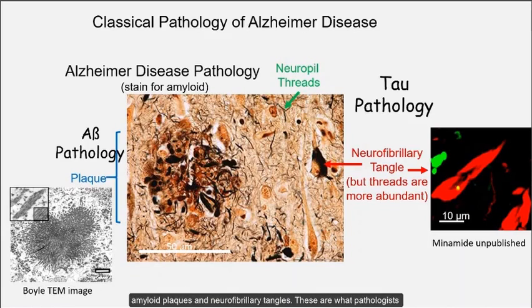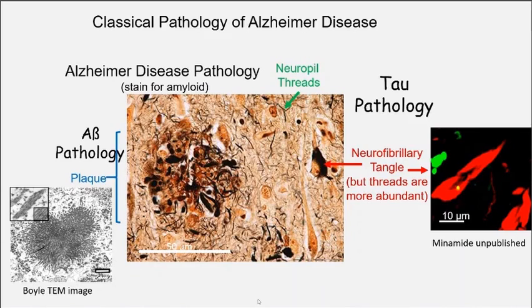So classical Alzheimer's disease pathology is the formation of amyloid plaques and neurofibrillary tangles. And these are what pathologists look for in Alzheimer's disease. The A beta pathology in these plaques is formed from a peptide, amyloid beta, that's cleaved and self-assembles into these amyloid fibrils that have a nice structure that you may not be able to see there, but then they deposit in these insoluble plaques.